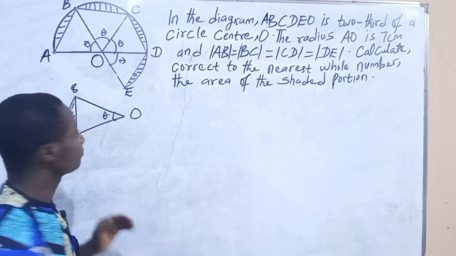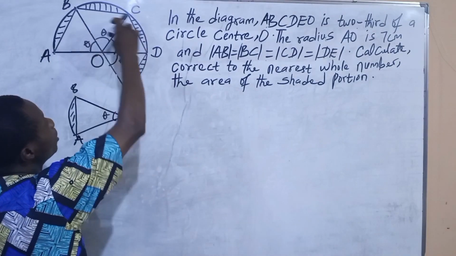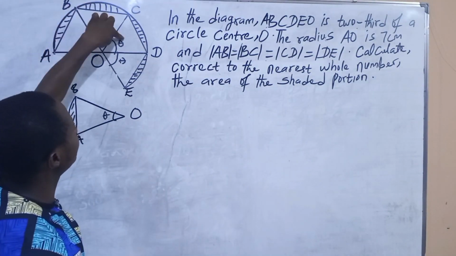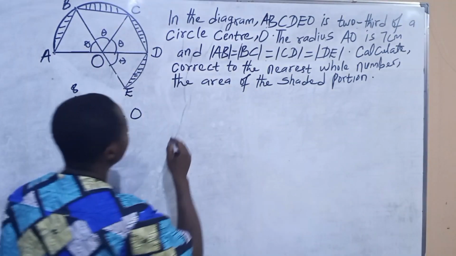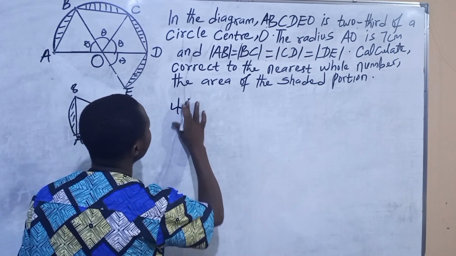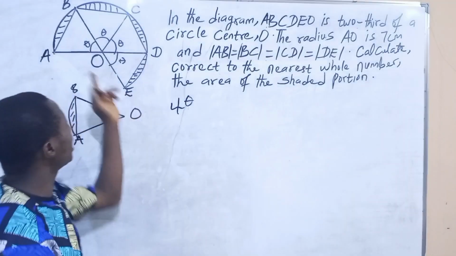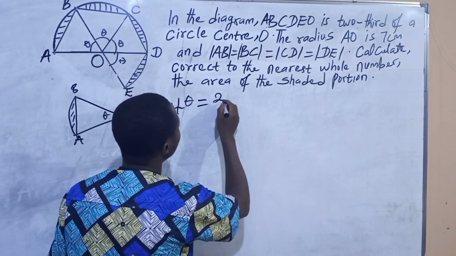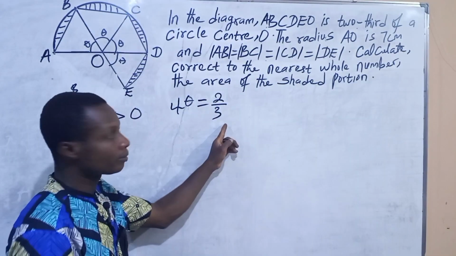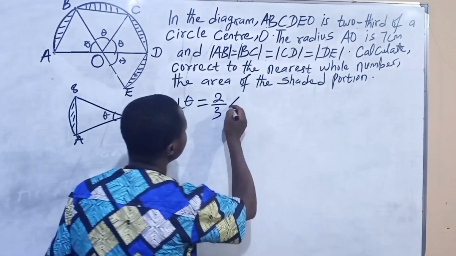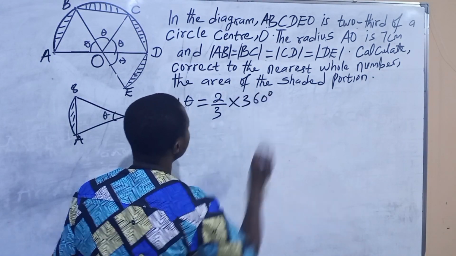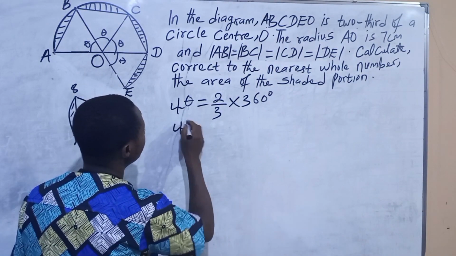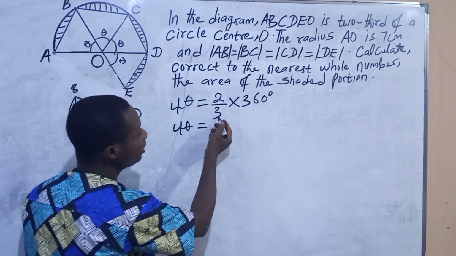First, what is theta? We are aware that this one here is 2/3 of the angle, so theta plus theta plus theta plus theta, 4 theta, is equal to 2/3 times 360, because the total angle is 360 degrees. Remember, we are looking for theta. So 4 theta equals 2/3 of 360.